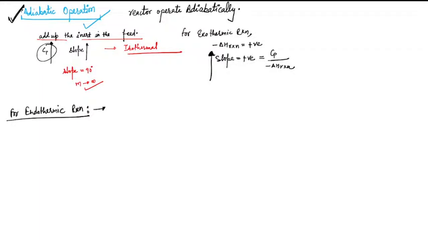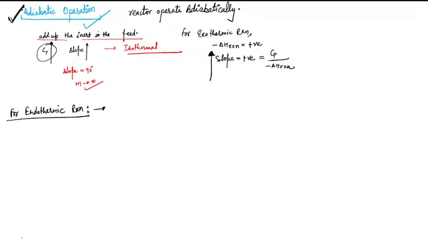Add some inert at a higher temperature. The inert will not participate in the reaction. From that inert, heat will be absorbed, because that heat is required for the endothermic reaction. Will it be so or not? So that heat will be taken from the inerts, and in this way we will maintain the isothermal condition.